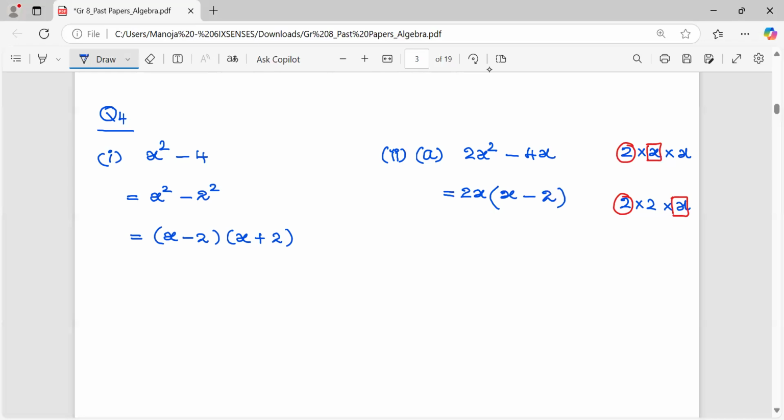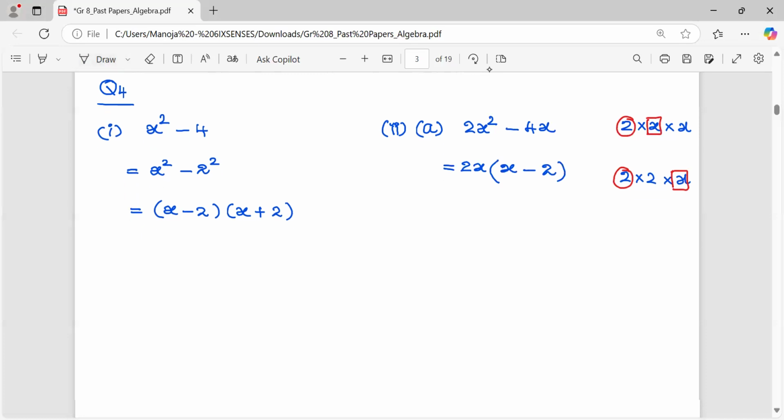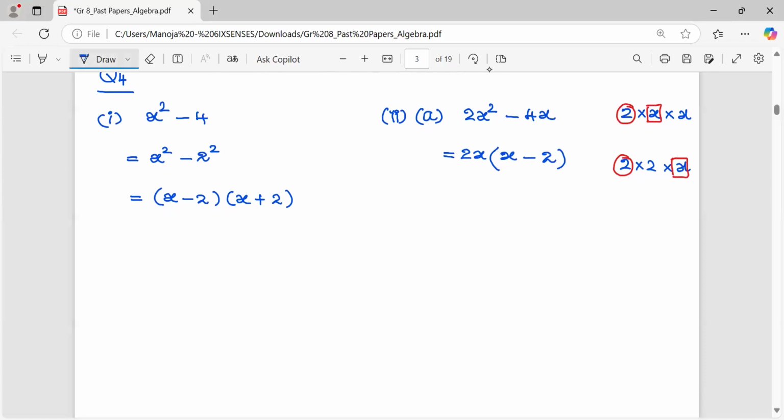If you want to double check whether your answer is correct, you multiply and check back whether you get the same thing. So 2x times x, it is 2x squared, and 2x times negative 2, it is negative 4x. So that is done. So then I will move to part B, and here I write 2 and part B. Okay. And then there you have x squared plus 5x plus 6.